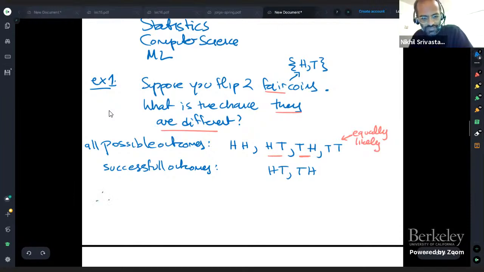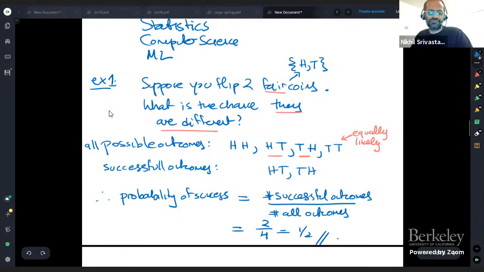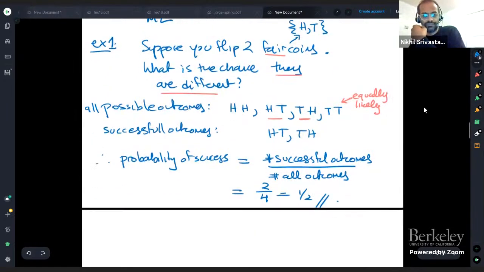And so then the probability of success is the number of successful outcomes over the number of all outcomes, which in this case is 2/4, which is a half. So there's a 50% chance that you're going to get two different coins if you flip two fair coins. So any comments on this before I go on to formalize it?